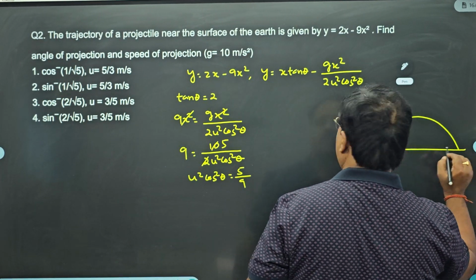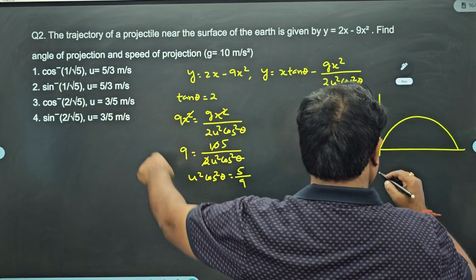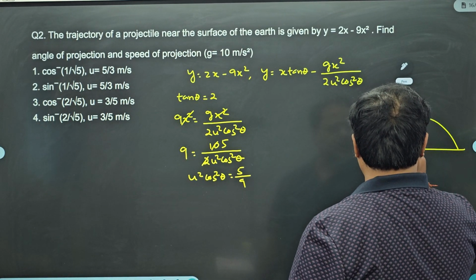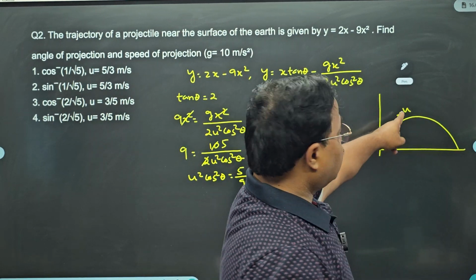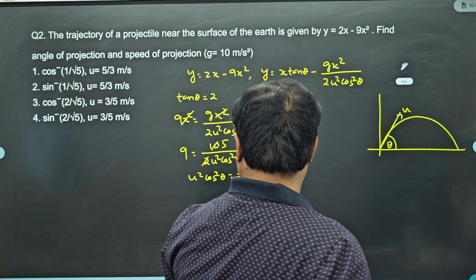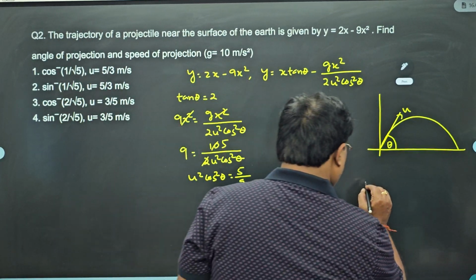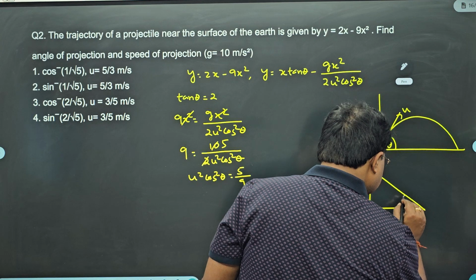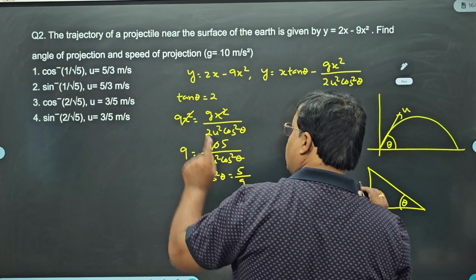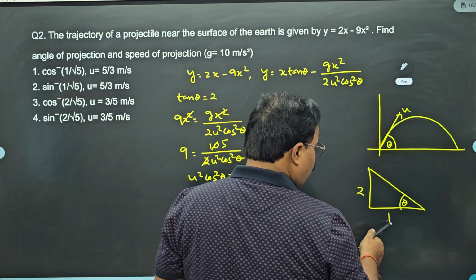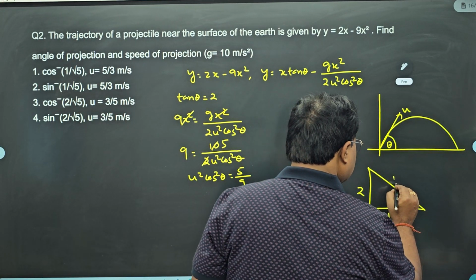What do we have to find out? We have to find the angle of projection theta. This is u, this is theta. We have to find two things here: the speed of projection and the angle of projection. We have already found tan theta is equal to 2. This you have already read in your trigonometry. Tan theta is equal to 2 means this is 2 by 1. P by B: P is 2, B is equal to 1, and the hypotenuse becomes root 5.